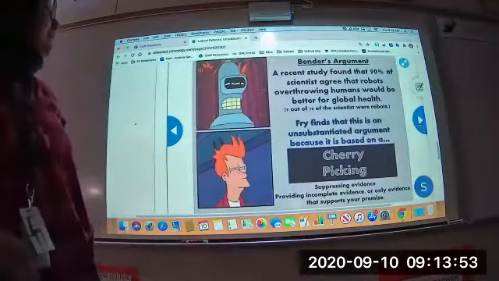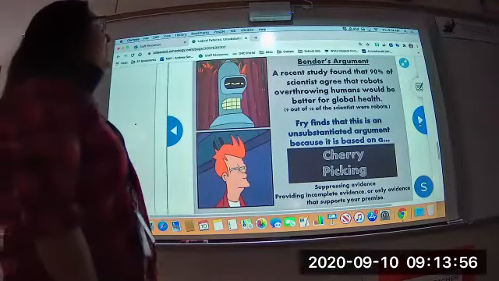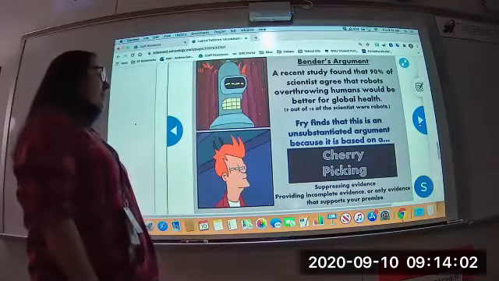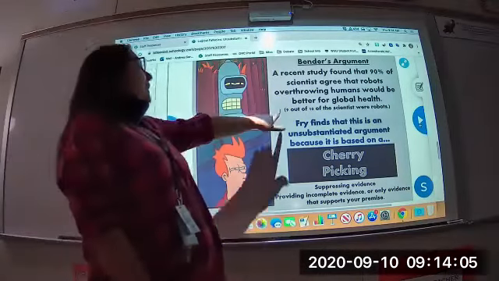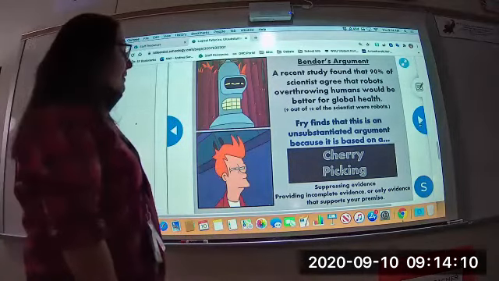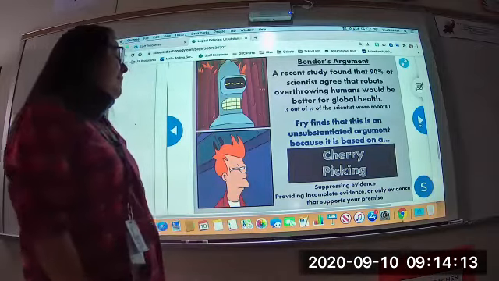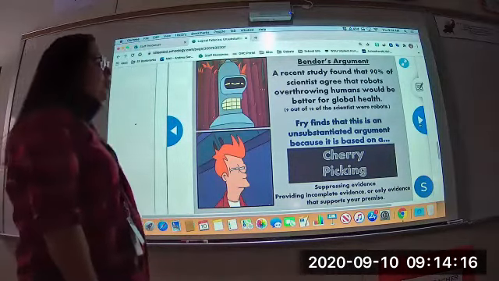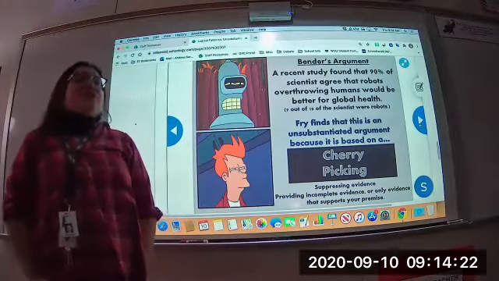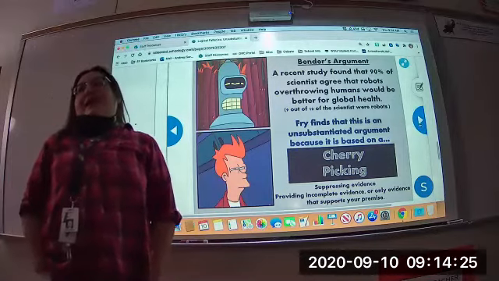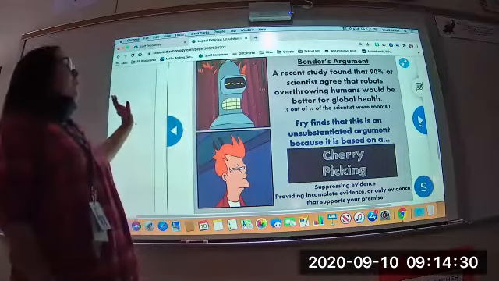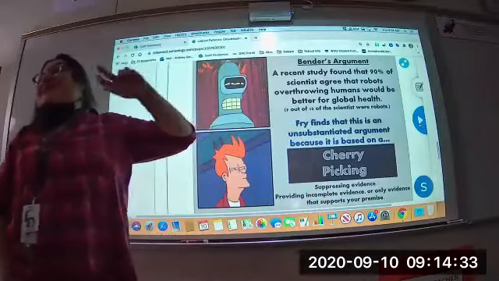All right, the last one. Bender's argument: A recent study found that 90% of scientists agree that robots overthrowing humans would be better for global health. But he forgets to tell you that 9 out of 10 of the scientists were robots. Okay? We call that cherry picking. Suppressing evidence, providing incomplete evidence or only evidence that supports your premise. People do this all the time. One of the main ways we actually see it is with reviews for movies. They'll say, phenomenal, right? But they leave off the part that says, phenomenally bad. You know, things like that.